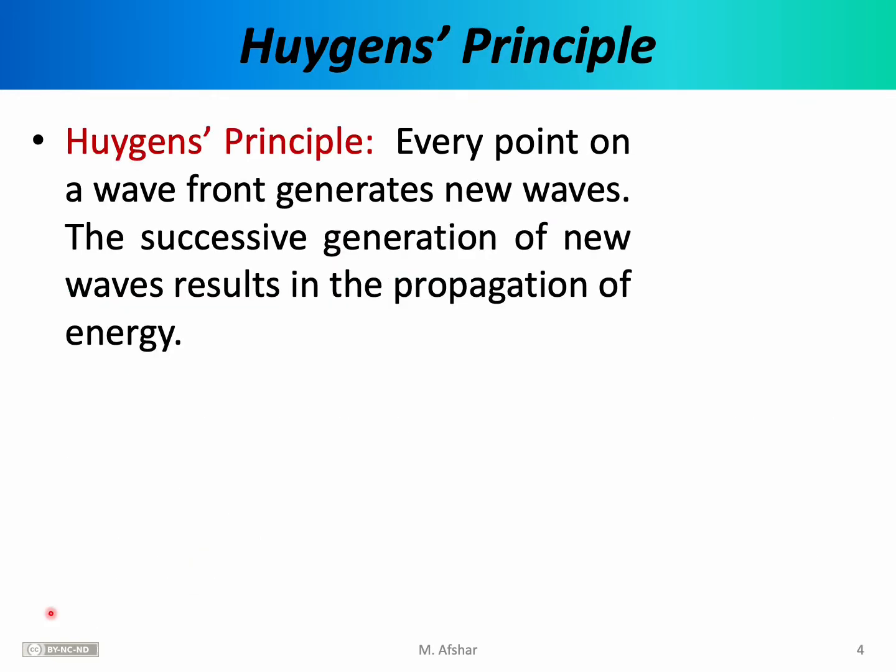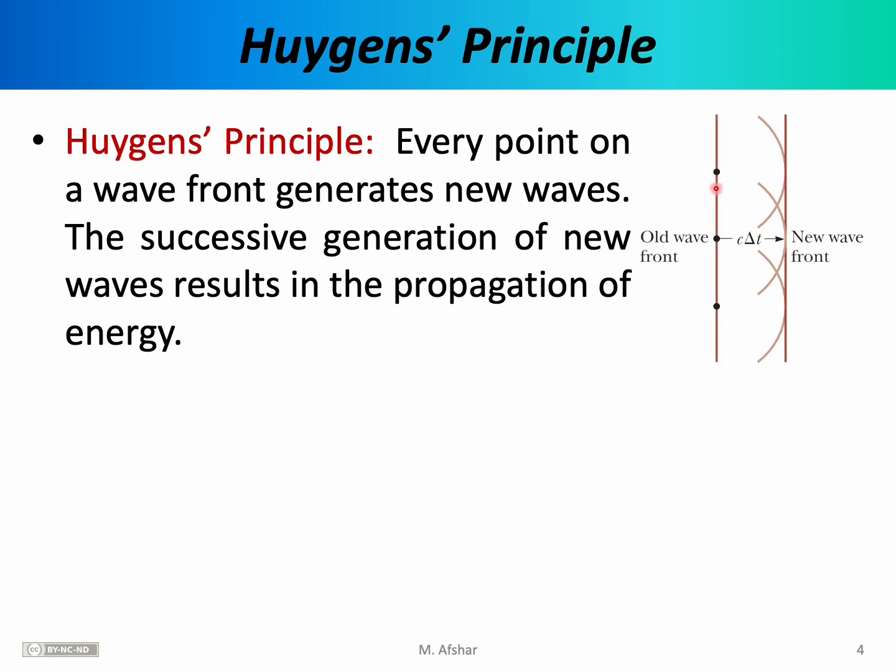The next important character in our story is Christiaan Huygens. Huygens' principle states that every point on a wave front generates new waves. The successive generation of new waves results in the propagation of energy. So Huygens imagined wave fronts as being essentially a combination or superposition of smaller waves, which today we call wavelets.